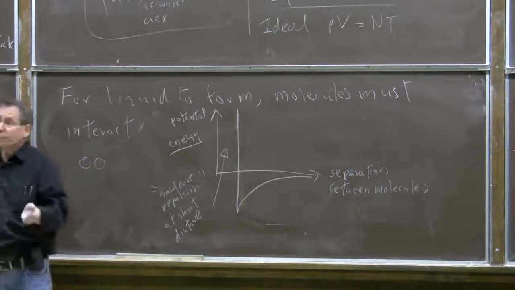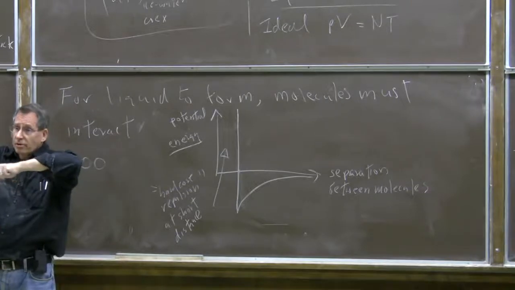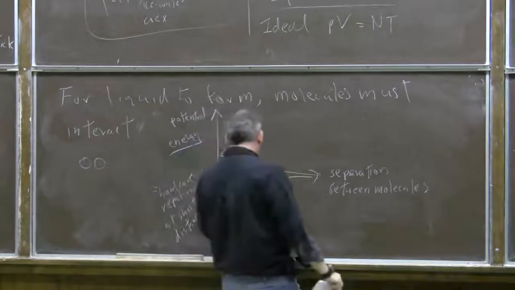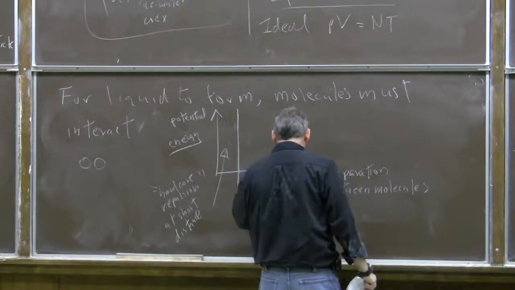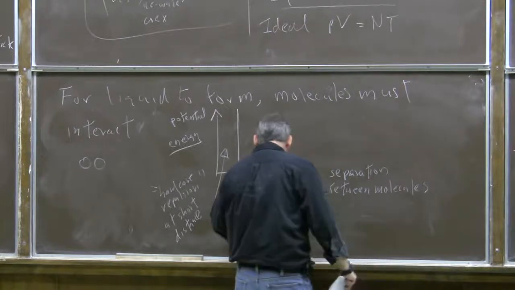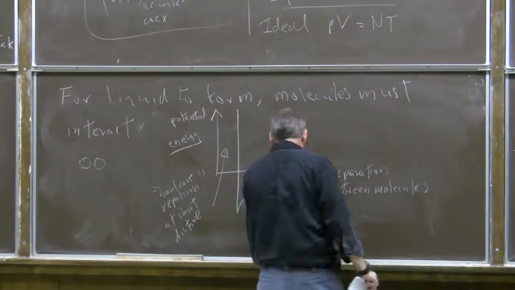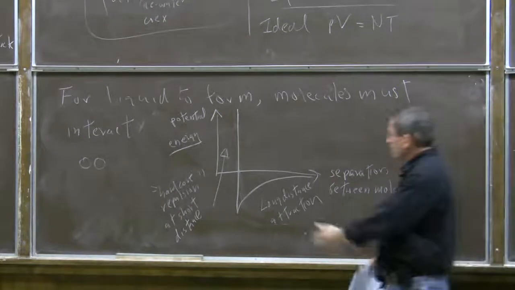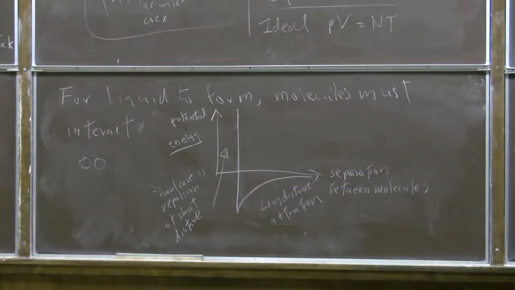But if we want a liquid to form, we'll have to have some kind of long distance attraction, which will make the molecules want to come together in clumps. And that's what this is. A long distance attraction between distantly separated molecules. There's a potential energy which is negative and has a positive slope. So that corresponds to a force that wants to bring them together.